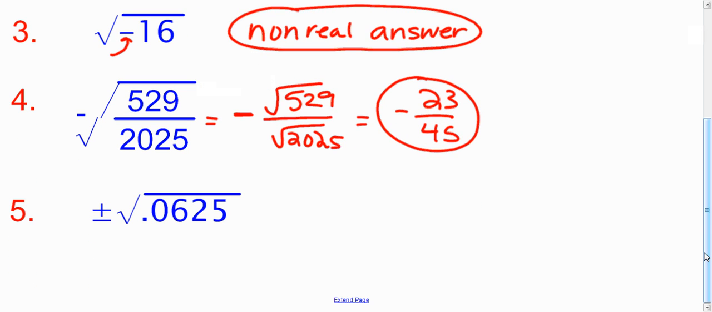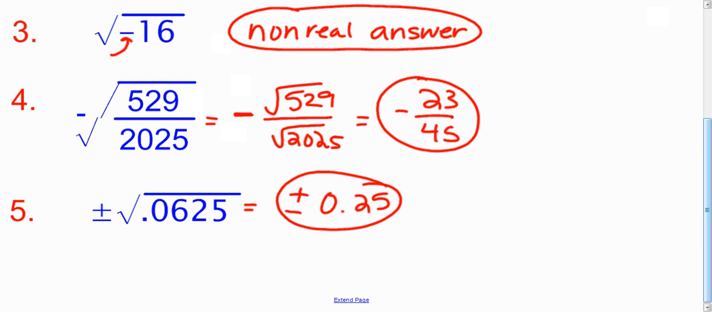Okay, and then same thing with the bottom one. Go ahead and stick that into your calculator as the square root of 0.0625, and you will get the square root of 0.25.